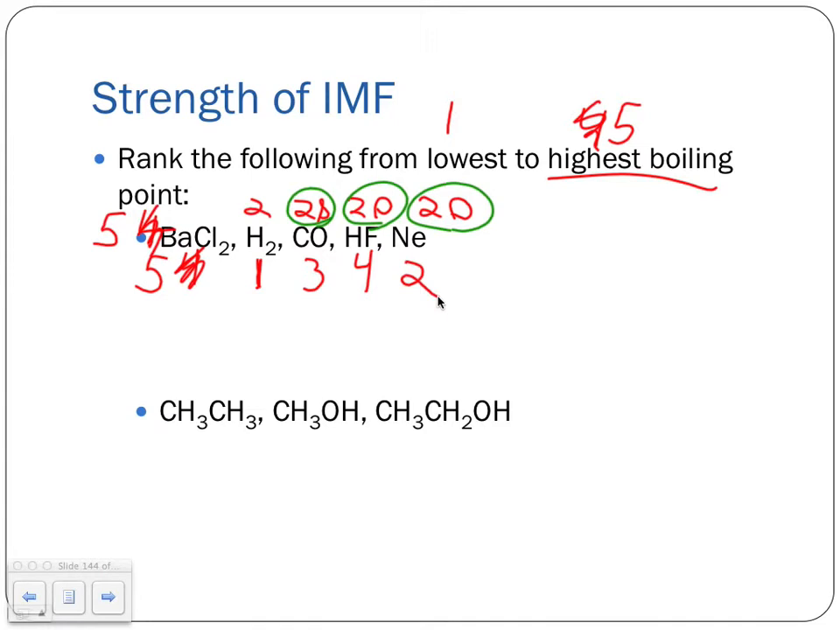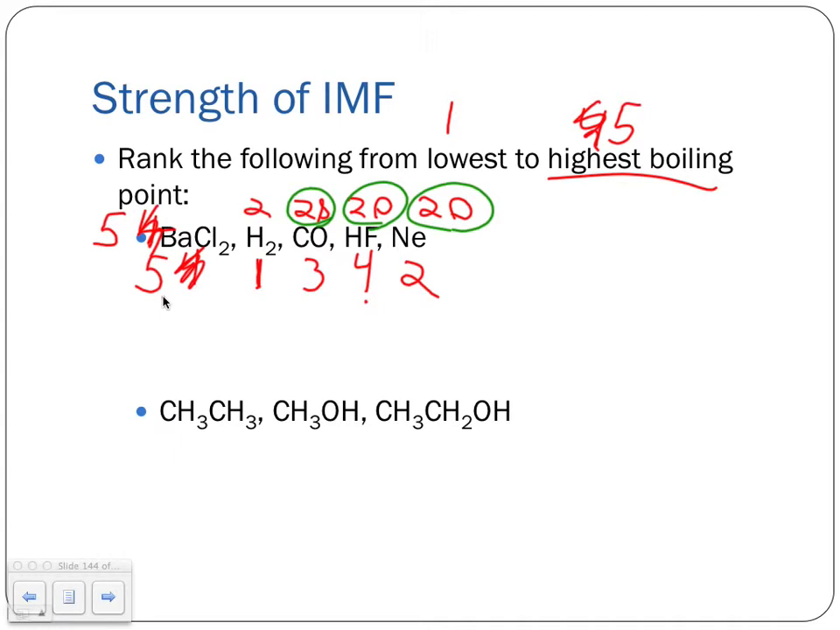So ranking them from lowest to highest boiling point, hydrogen would have the lowest boiling point, neon would have the second lowest boiling point, carbon monoxide would be the 3rd lowest boiling point, hydrogen fluoride would be the 4th lowest boiling point, and barium chloride would be the 5th lowest boiling point.